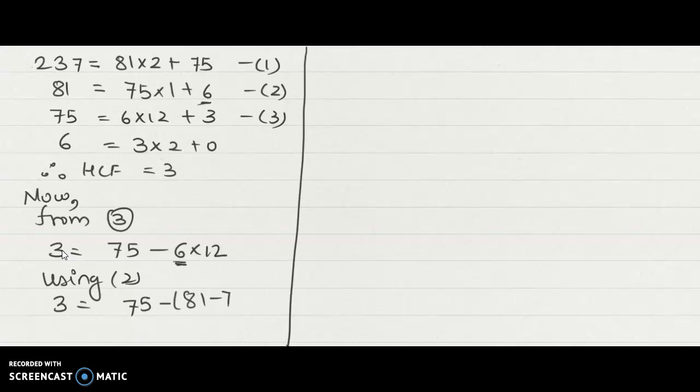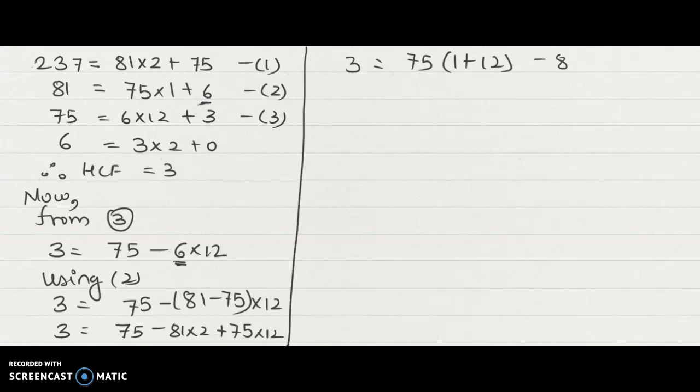If we shift that part to the right-hand side, 75 into 1 is 75, multiplied by 12. Okay, so if we open this bracket, we will get 75 minus 81 into 12 plus 75 into 12. Now 75 having nothing here, so we can say it is a multiple of 1, so it will become 1, and the multiples of 12 add themselves, and minus 81 into 12. So we get here 75 into 13 minus 81 into 12.